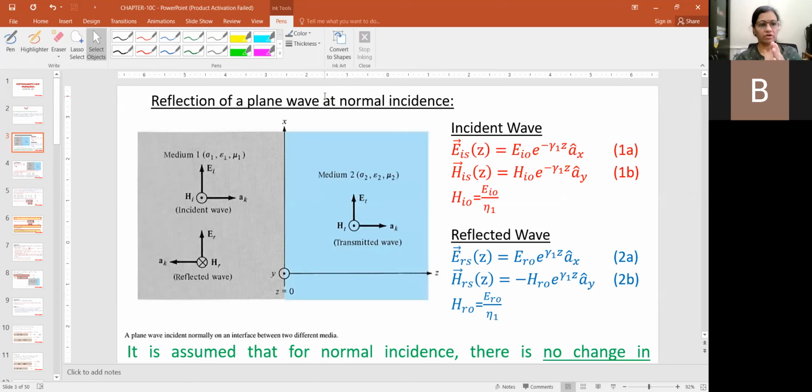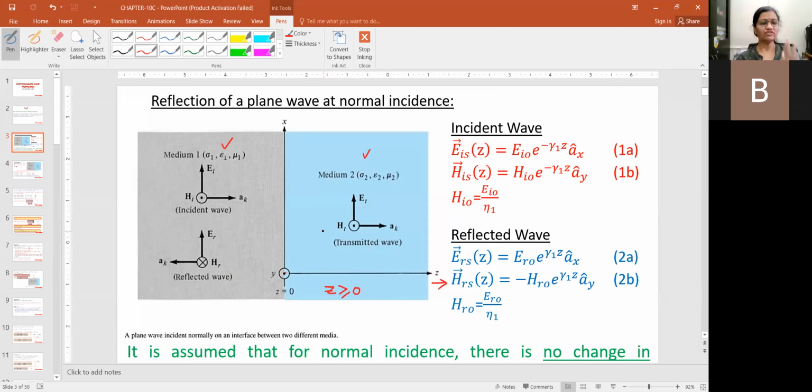The first part is normal incidence. Normal means the k vector, or the direction of propagation, is perpendicular to the surface. Look at this picture here. You have two different media, medium 1 and medium 2, whose constitutive parameters are sigma 1, epsilon 1, mu 1, and similarly sigma 2, epsilon 2, mu 2. The first thing you do when such a problem is given is note where the second medium starts. Here this line is the z-axis and this is the origin. Listen carefully: z greater than or equal to 0 is medium 2, and less than 0 is medium 1.